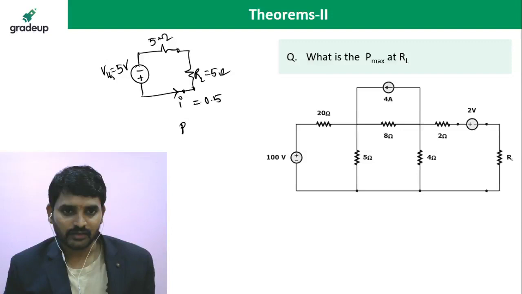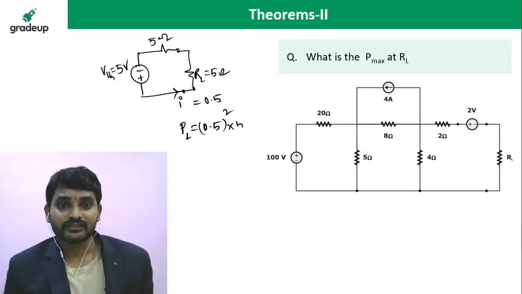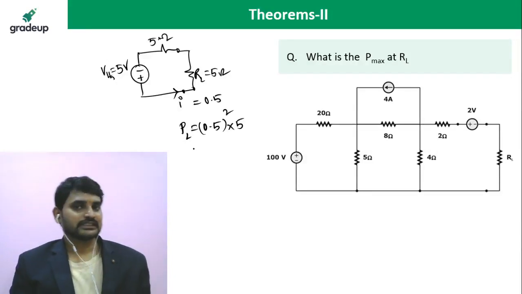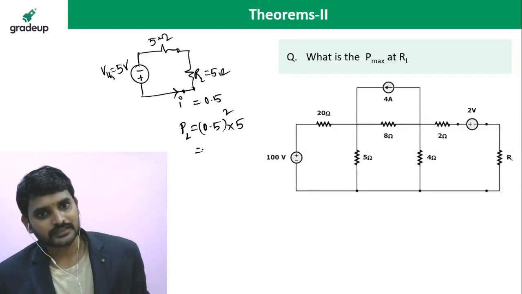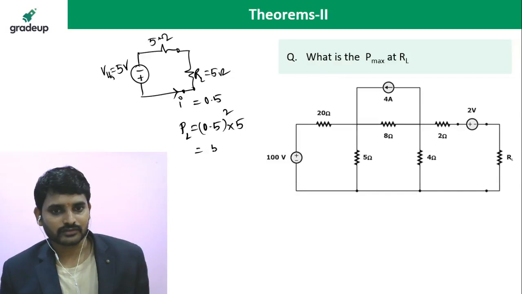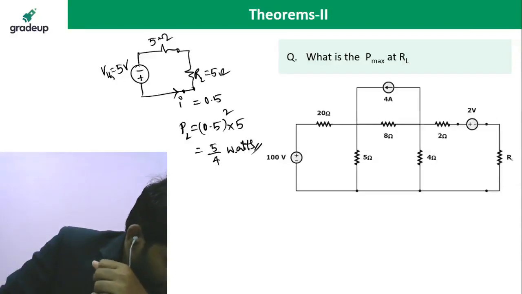Now your maximum power will be 0.5 whole square into 5. 0.25 into 5. Alright, so that could be the answer. 1 by 2 whole square is 1 by 4, so 5 by 4 watts. Did you get this one? I think you got this one.